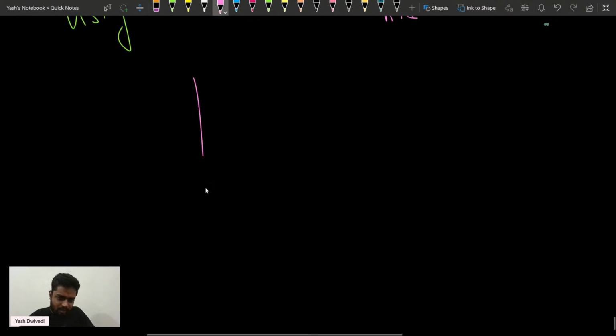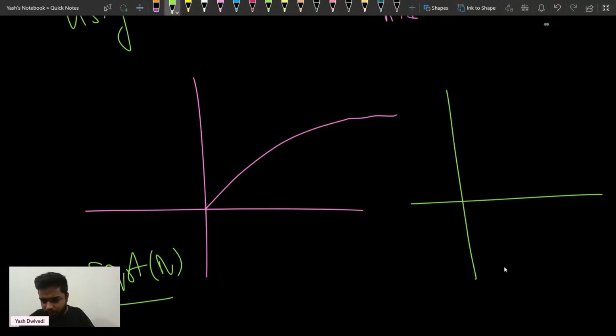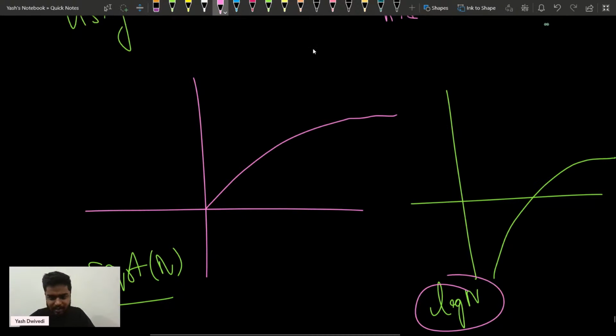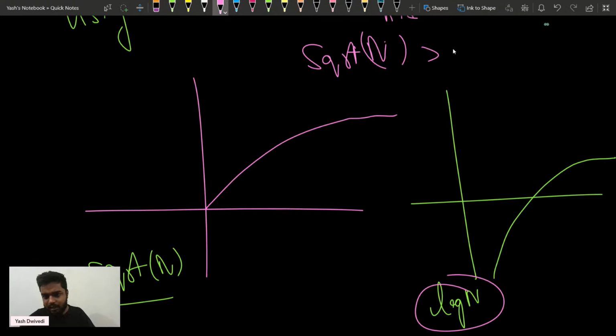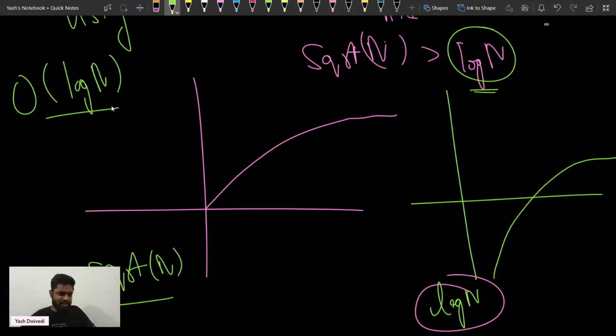Because if you see, the square root function looks something like this. If you draw the square root function, it looks like this. Square root of n looks like this. And the log function looks something like this. So this is nothing but logarithmic of n. Basically, the square root of n graph is greater than log n. Log grows slower, so log is better. So order of log n, you can say, is a better complexity. So you can use the binary search approach.